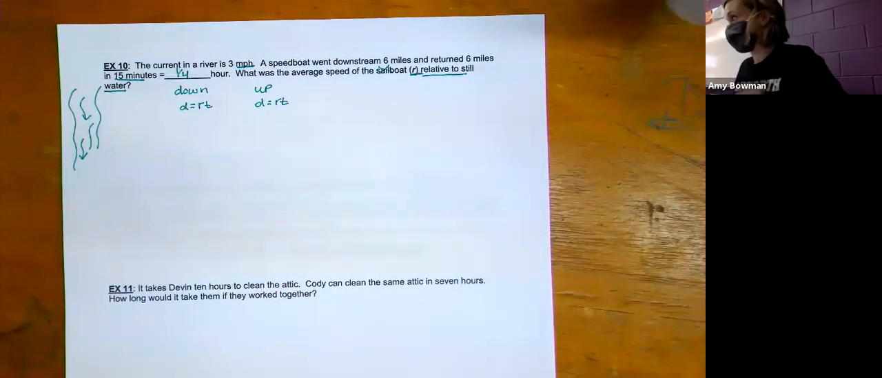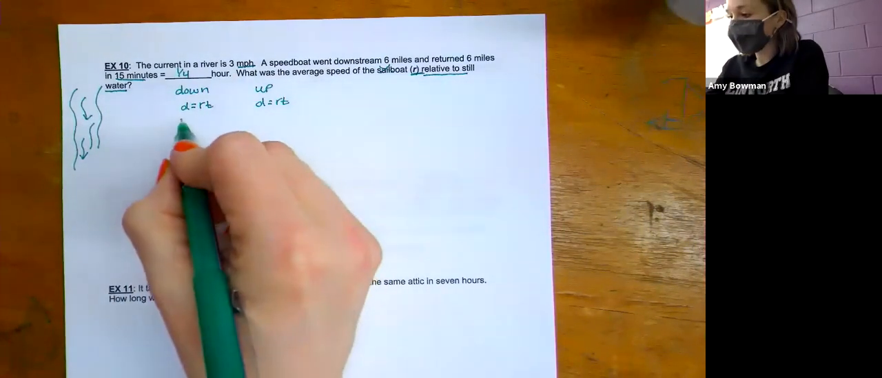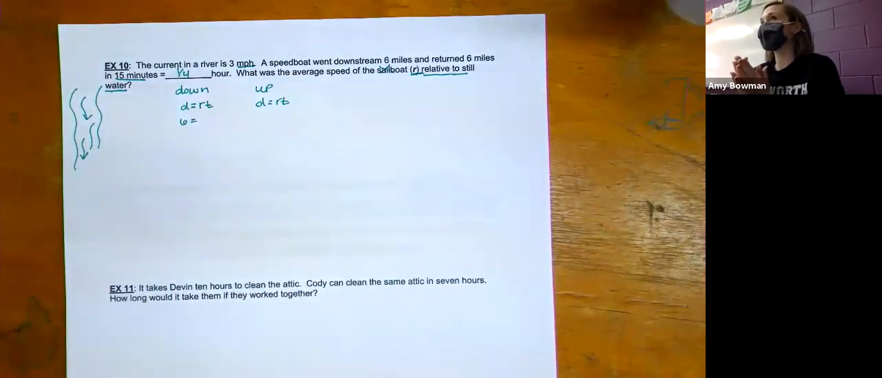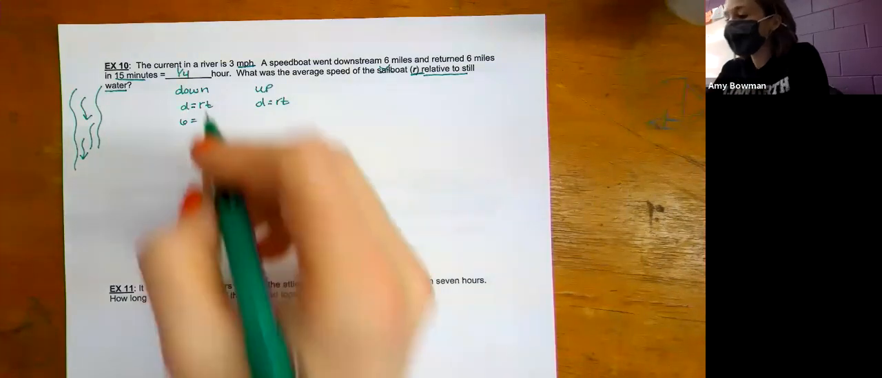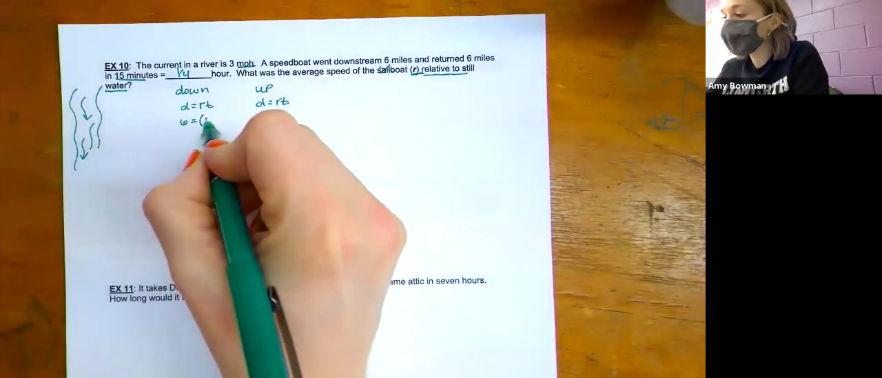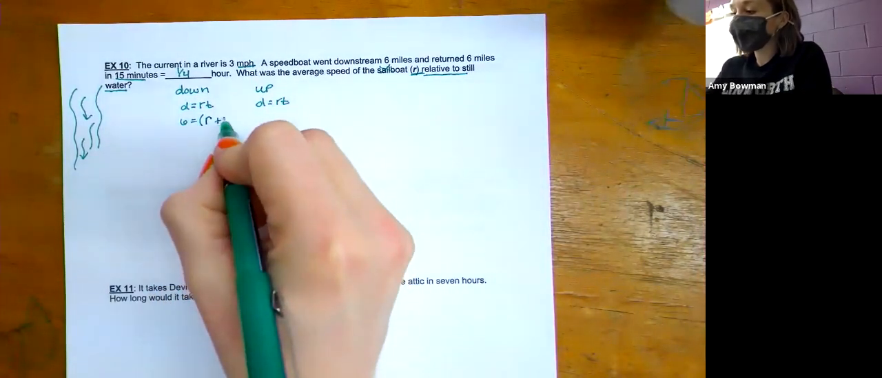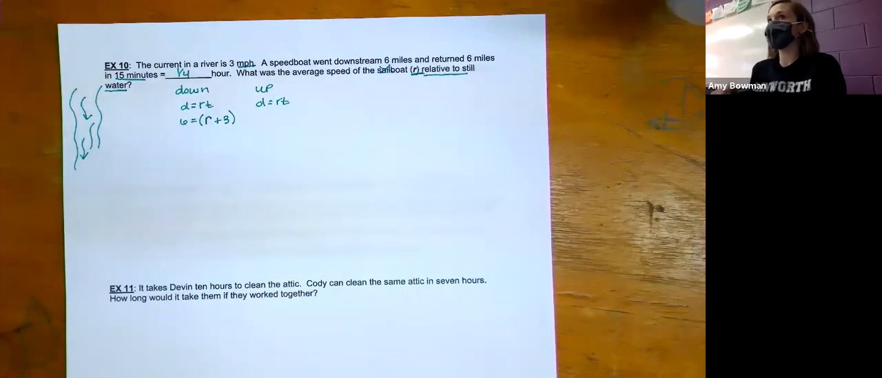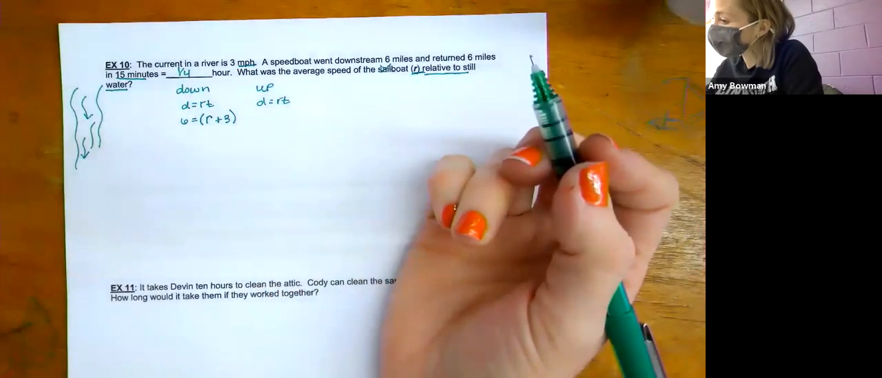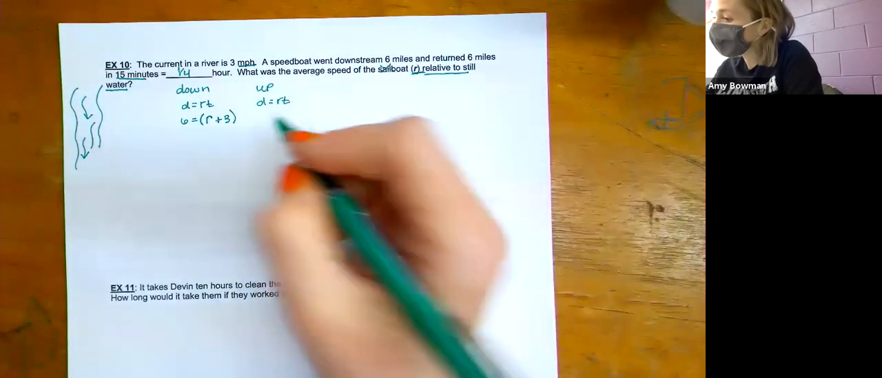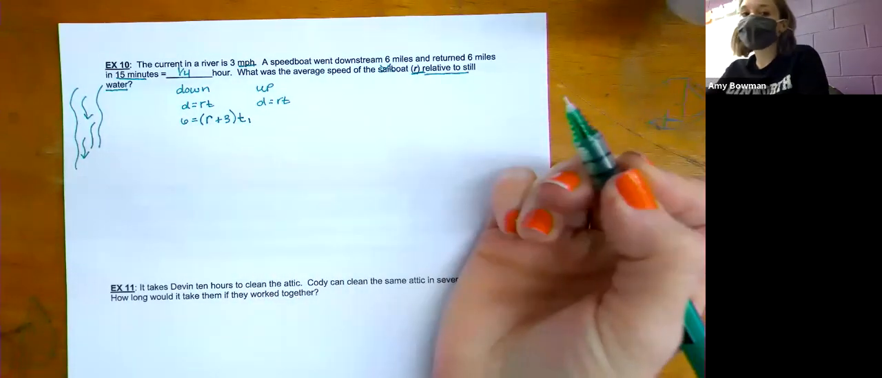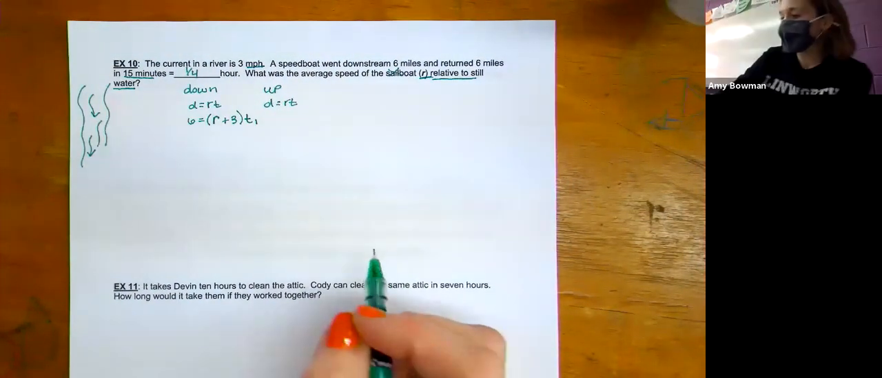Do we know the distance downstream? 6 miles. Do we know the rate of the boat relative to still water downstream? No, we don't, but whatever that rate is, as it's affected by the current, we're going to add 3 to it. Because if it's set to R miles an hour, it's actually going to go downstream R plus 3 miles an hour. Do I know the time downstream? No, I don't. I'm going to put T1 because we already know those are going to be 2 different T's.